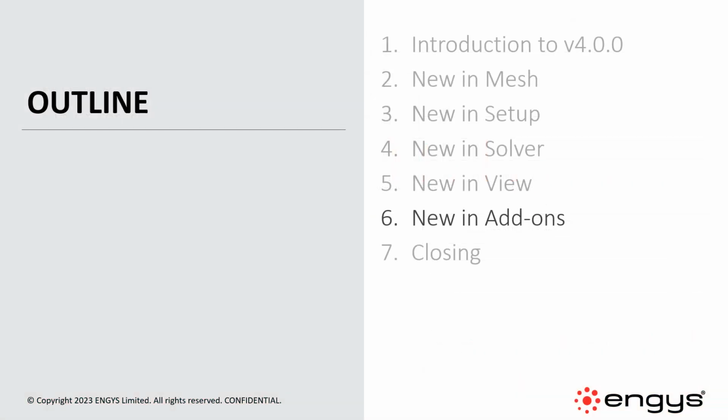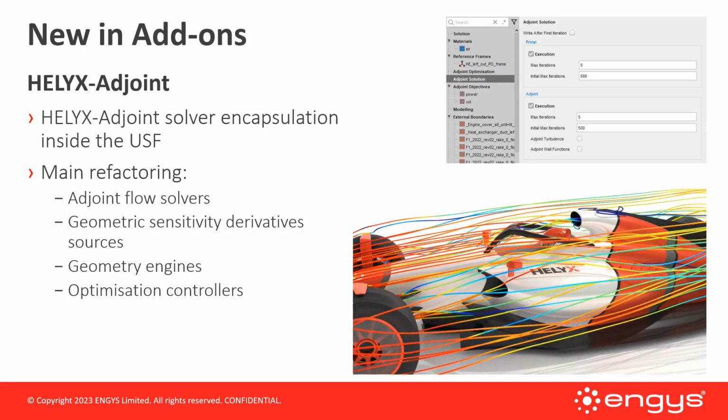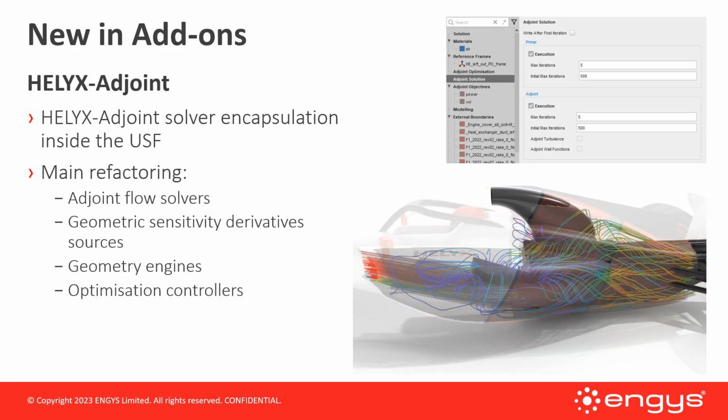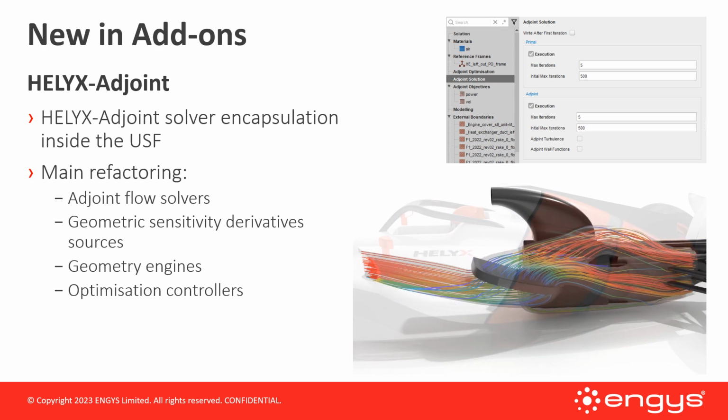Finally, let's take a look at what has been added to our additional modules. First, in the context of the Unified Solver Framework, which I will call USF from now on, our adjoint-based shape and topology optimization is now rebuilt to be encapsulated inside USF.